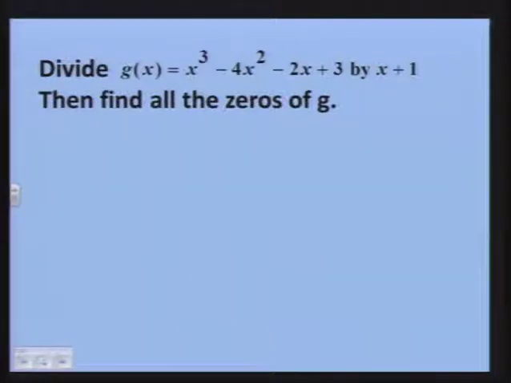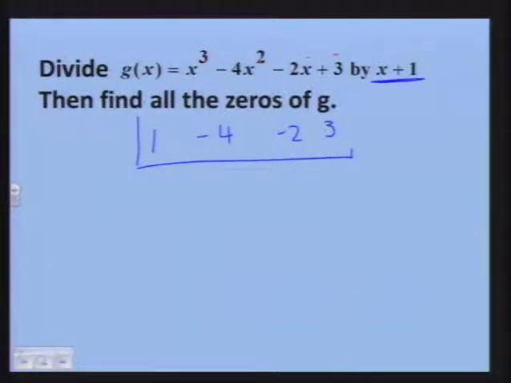by x plus 1. Well, with synthetic division, I want to see if I need a placeholder. Third power, second power, first power, zero power, no. Don't need a zero placeholder. So coefficients 1, minus 4, minus 2, 3. Run through, think a minute.